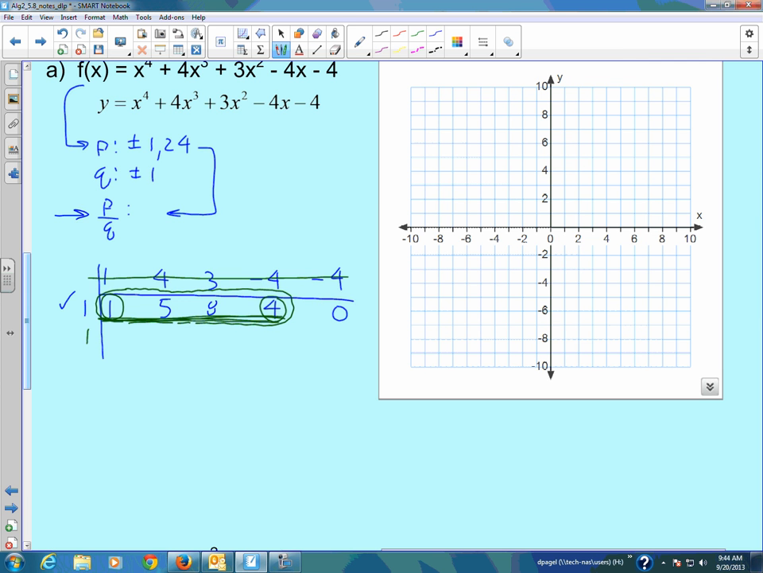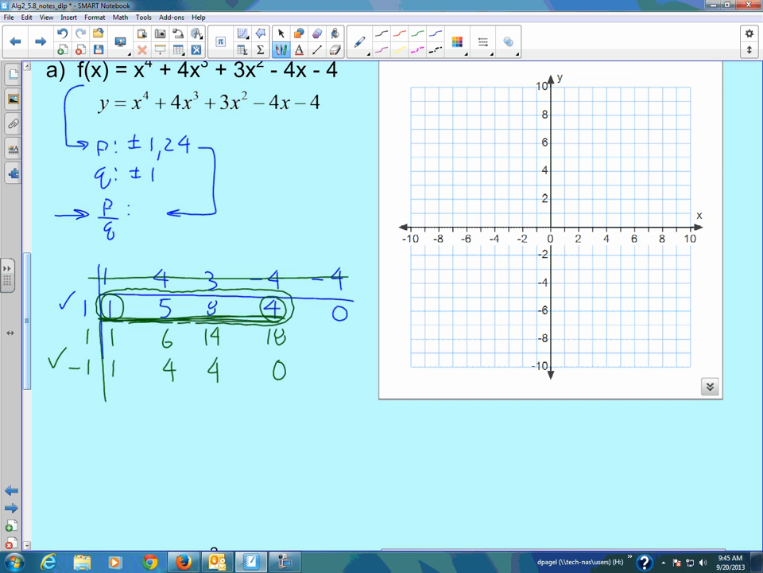So we're resetting here, and now we're doing 1, 5, 8, and 4. So 1 and 1, 1 and 5 is 6, 6 and 8 is 14, and 14 and 4 is 18. So guess what? No, we didn't find 1 there. All right, let's try a negative 1. Negative 1 and 5 is 4. Negative 4 and 8 is 4. Negative 4 and 4 is 0. So we found another 0.